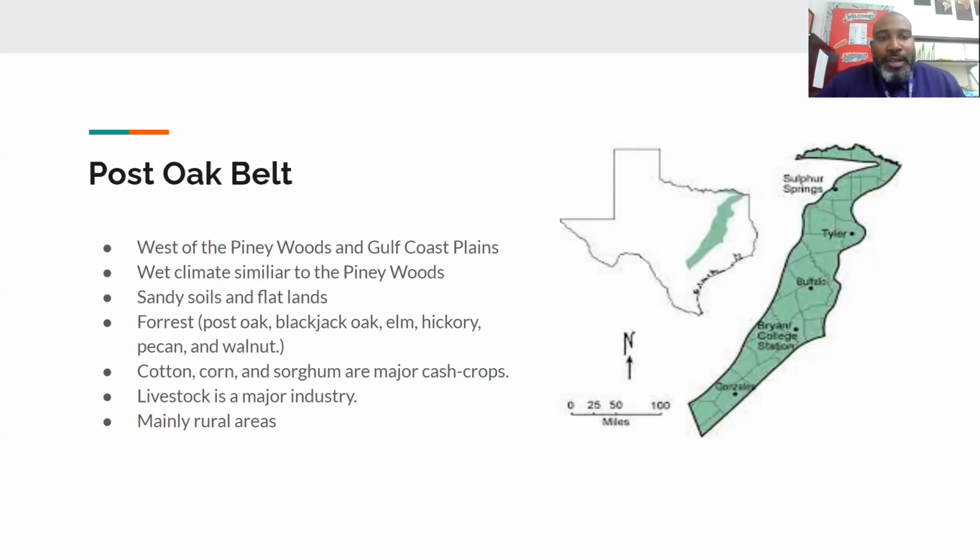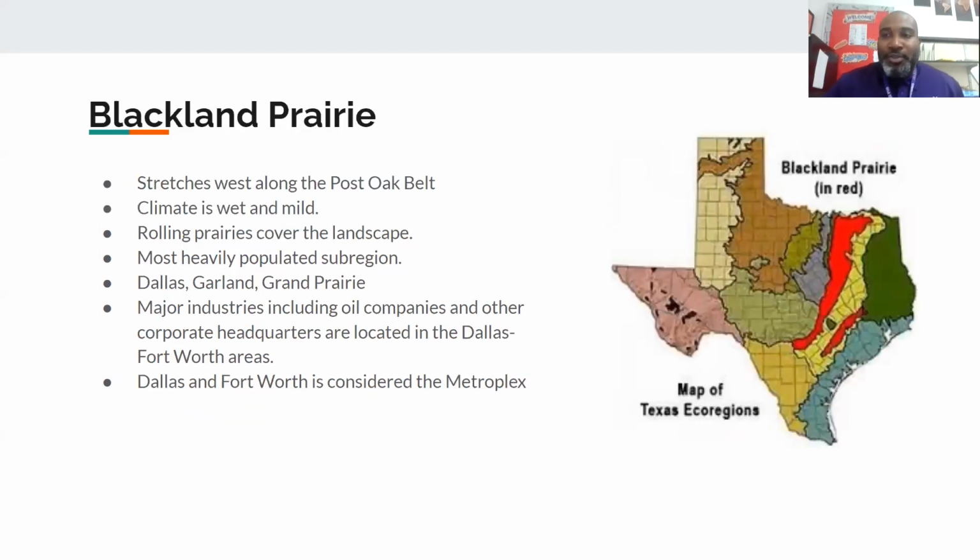Farmers grow cotton, corn, and sorghum. These are major cash crops, meaning that they make a lot of money from these. Livestock is a major industry, cattle, horses, and that type of thing. It is a rural area, meaning that most of the people live in small towns. We call it the country. What you guys call the country, the academic term for that is rural areas. You have urban areas, which are the city, and rural areas, which is what we call the country.